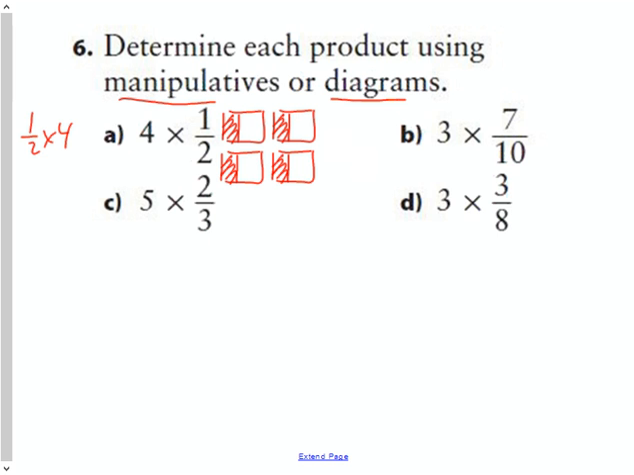So once you have that, how many halves do I have altogether? I would have 4 halves, which would equal 2. So if I take a half a pizza and I quadruple it, or I multiply it by 4, 2 halves make 1, 4 halves make 2.